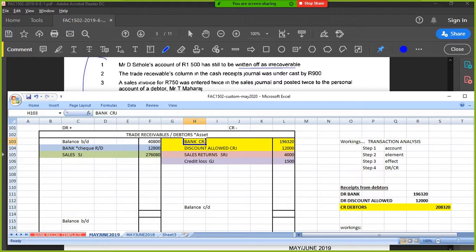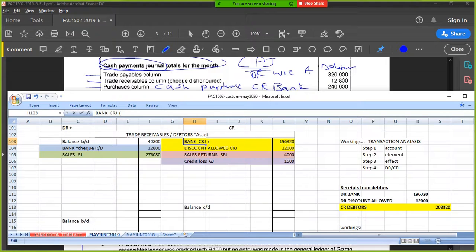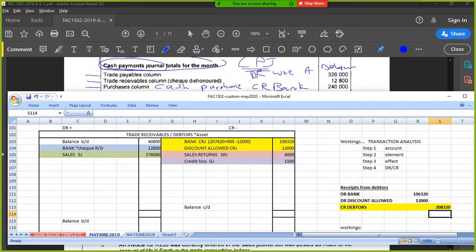All right, so if you want a working, I can show it here. Asterisks, brackets. What was the amount initially? Oh, we need to go back. Here. 207,420. Okay, plus 900, minus the discounts. I'm just going to show it so you can see where I'm getting it from. It's in the formula. Okay, there's the formula. Right, next.